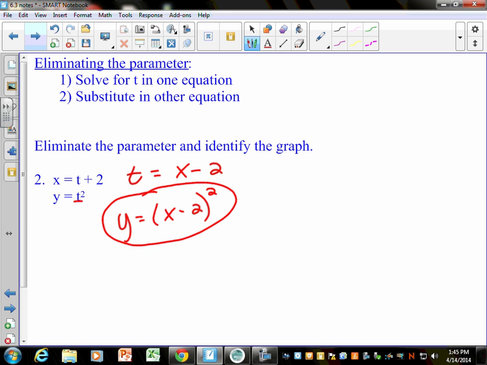What kind of graph is that going to be if you graphed it? Specifically opening which way? Up. Because if it's x squared and it's positive x squared, it opens up, right? If it's x squared and it's negative, it opens down. So I can say this is a parabola opening up.